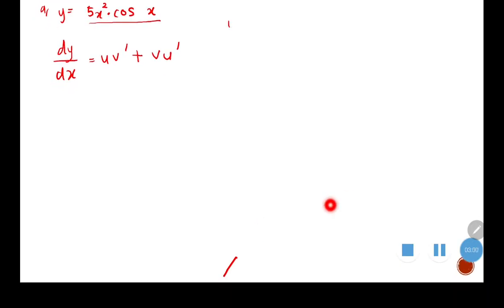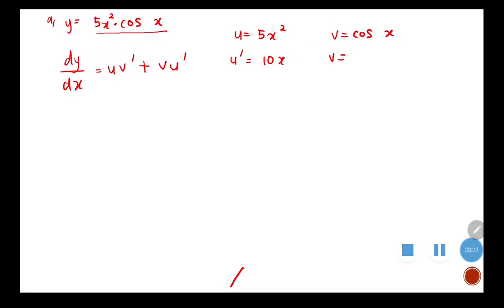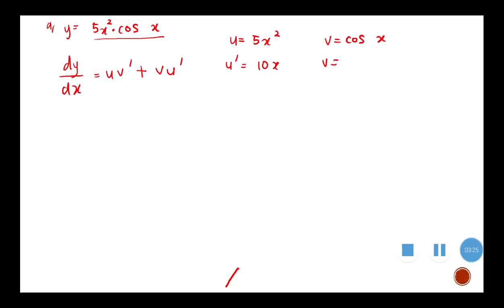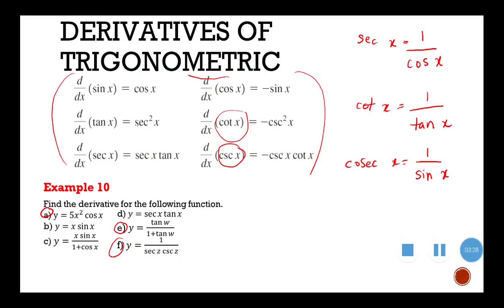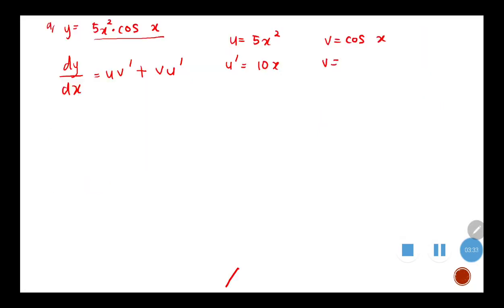Okay, so what is u here? U is 5x square. And what is v? V is cos x. So differentiate u, u prime, you will get 10x. And differentiate v, v prime, you will get what again? Should we go back to our notes? Okay. Differentiate cos x and you will get minus sine x.